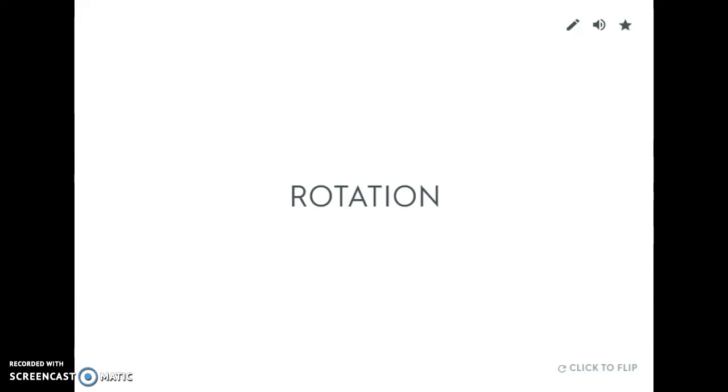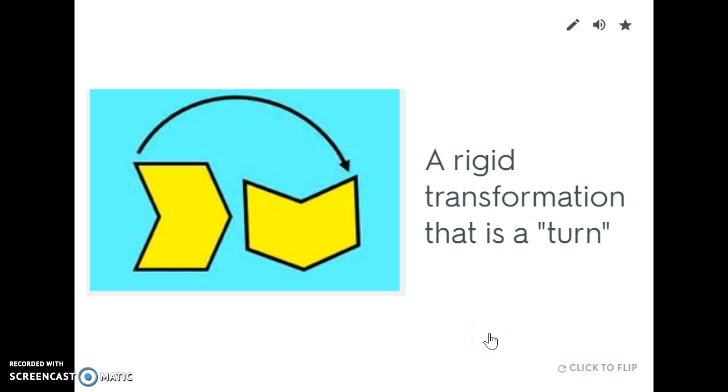So the vocabulary words we have today, the first one starts with rotation. A rotation is just a turn. And so I took this pre-image on the left, and I turned it to this image on the right. When you do a rotation, it is a rigid transformation, which means it stays the same size.